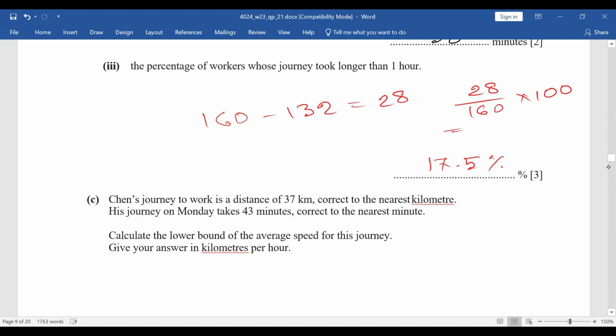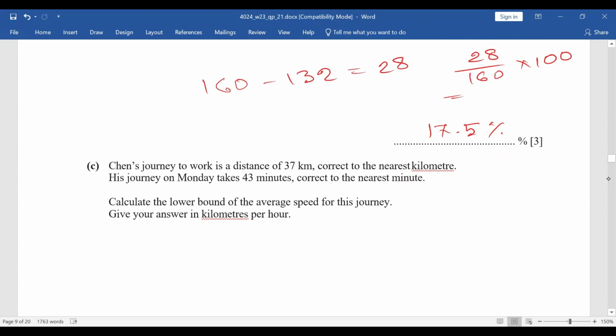Next question. Chen's journey to work is a distance of 37 kilometers, correct to the nearest kilometer. His journey on Monday takes 43 minutes, correct to the nearest minute. Calculate the lower bound of the average speed for this journey. Give your answer in kilometers per hour. So the average speed is in kilometers per hour. He traveled 37 kilometers in 43 minutes, and we have to take the unit as kilometers per hour.